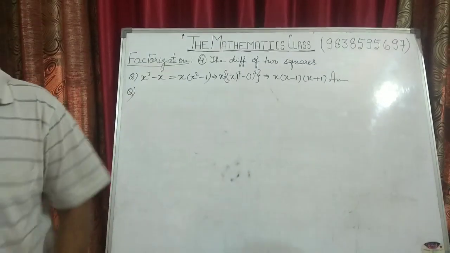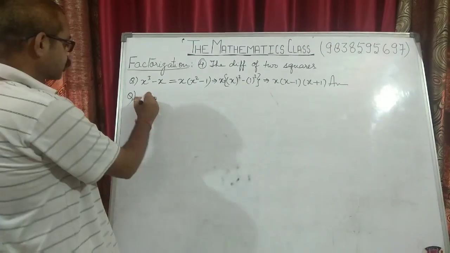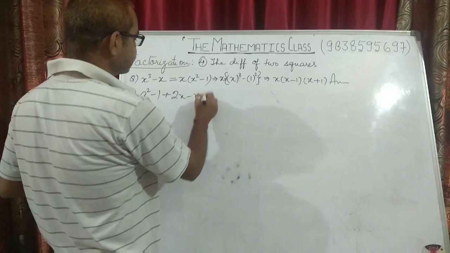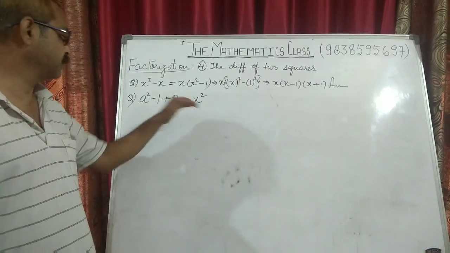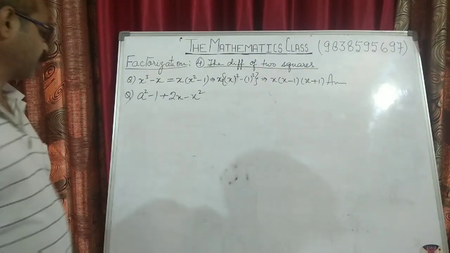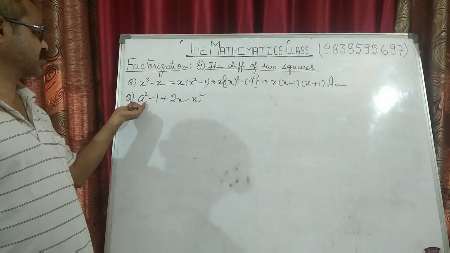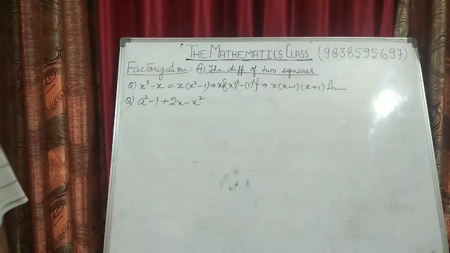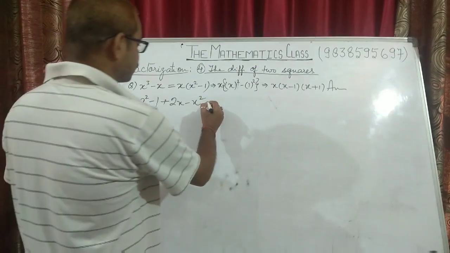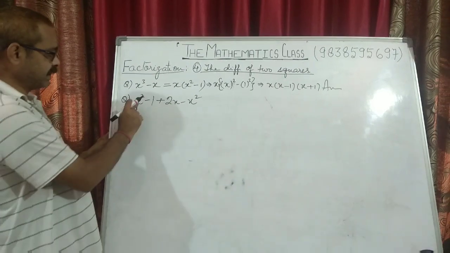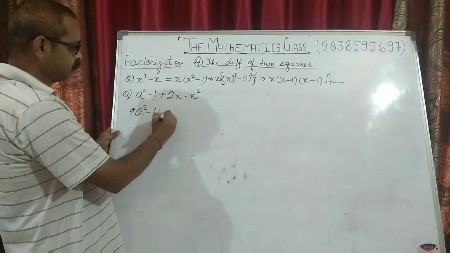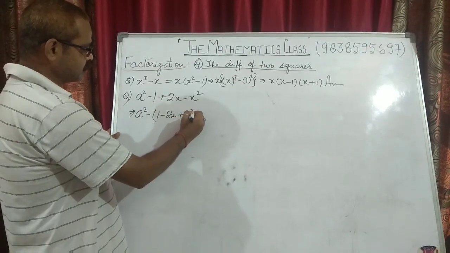Let's take a different question, one more question. Let's take a square minus 1 plus 2x minus x square. Now we have to factorize this, and we are studying about the difference of two squares. In this question, if I take minus common from this, it will become a square minus 1 minus 2x plus x square.